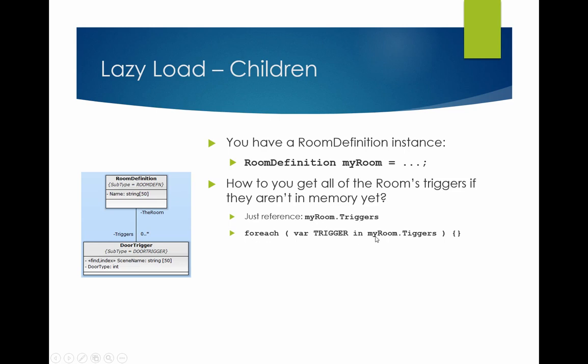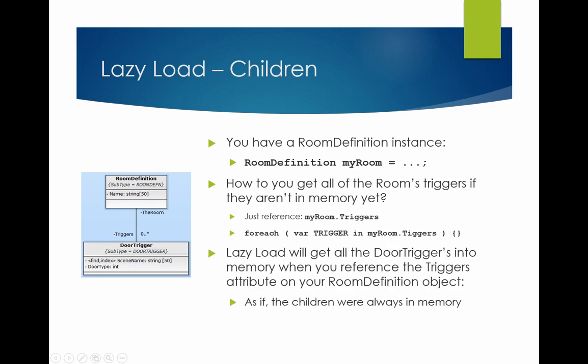So you could do this in a for each loop. You could say for each trigger in my triggers and just loop through them. And it works as if the objects were already in memory. So simply the referencing of triggers will say, has this been loaded? No. Go out to the database and grab all the instances and pull them back in.